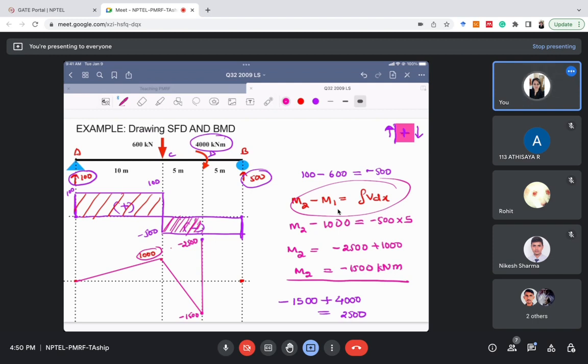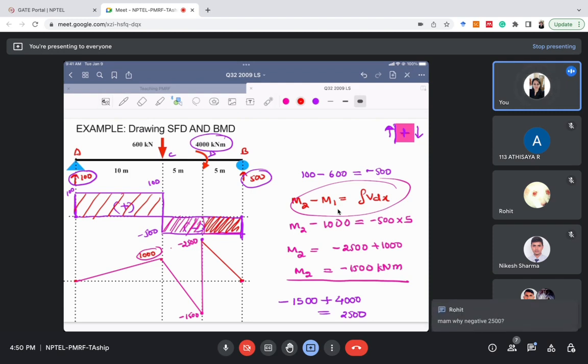So you should remember these points. Now, the only point remaining is point B. At point B we know that the bending moment is already 0. So how do we join DB? We will see the shear force in this section. The shear force in this section is negative and constant. So the slope of the bending moment diagram will be negative and constant. And what is the shape of negative and constant? It is like this.